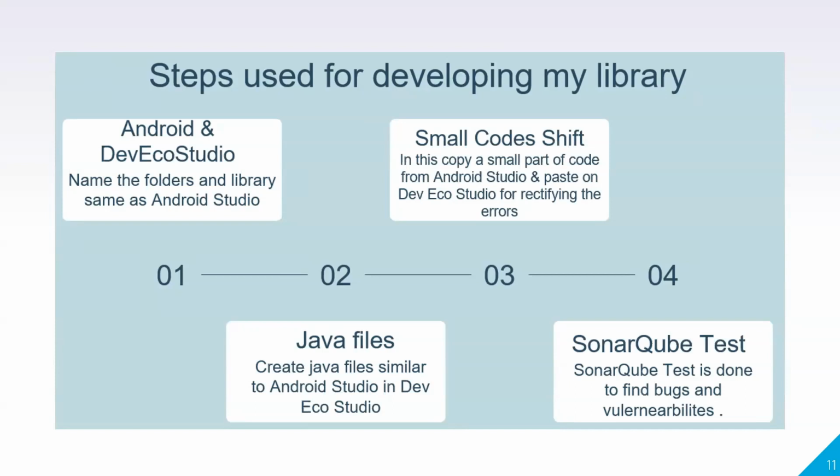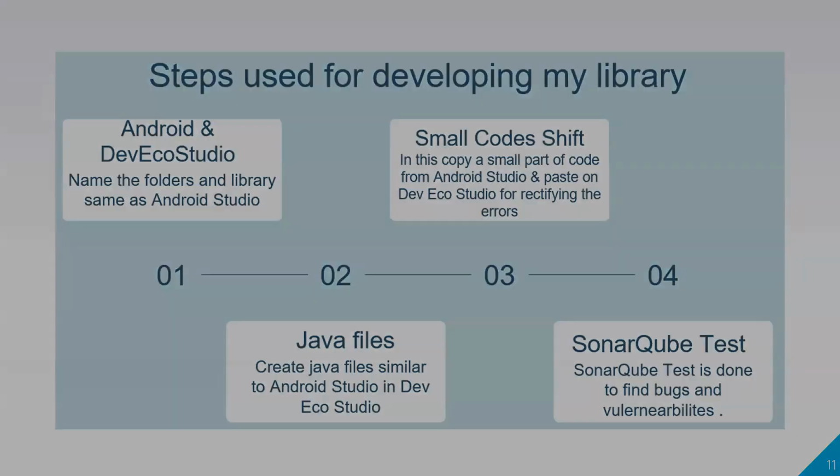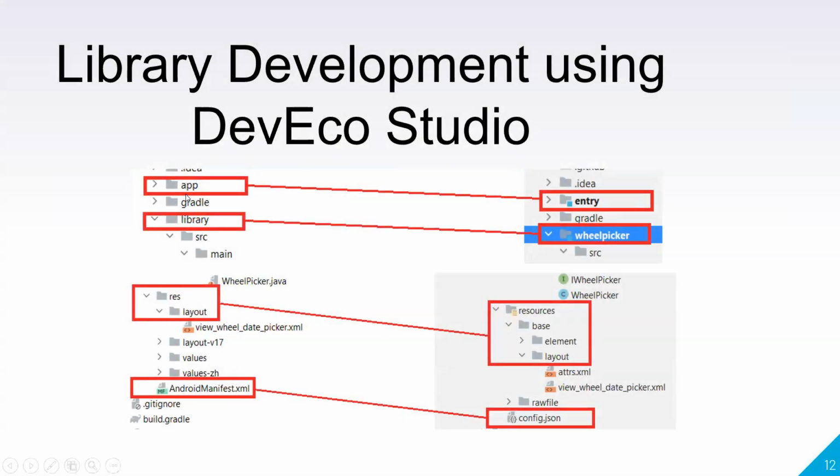Small codes were shifted, which means we take a small part of the codes, try to rectify it, and use different kinds of alternatives for it to work on the errors. SonarQube test is the end process where we can check whether our code has bugs, vulnerabilities, or any kind of issues. This is a simple example where the Android Studio app has been changed to an entry, the library has been changed to the library name, the resource and layout can be seen in DevEco Studio, and the AndroidManifest.xml file has been changed to a JSON file.